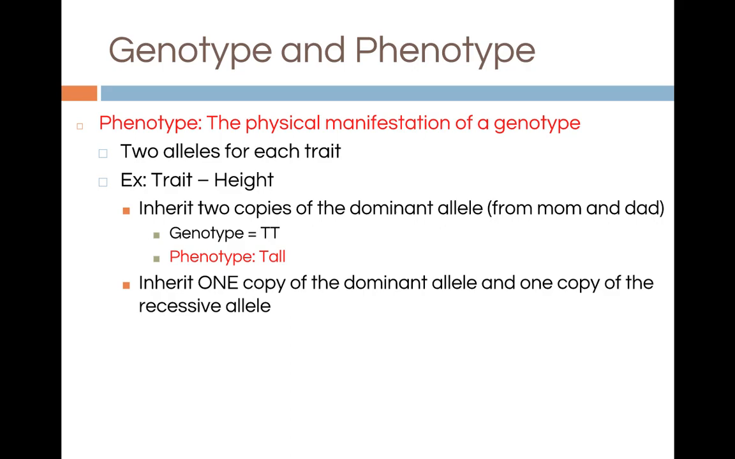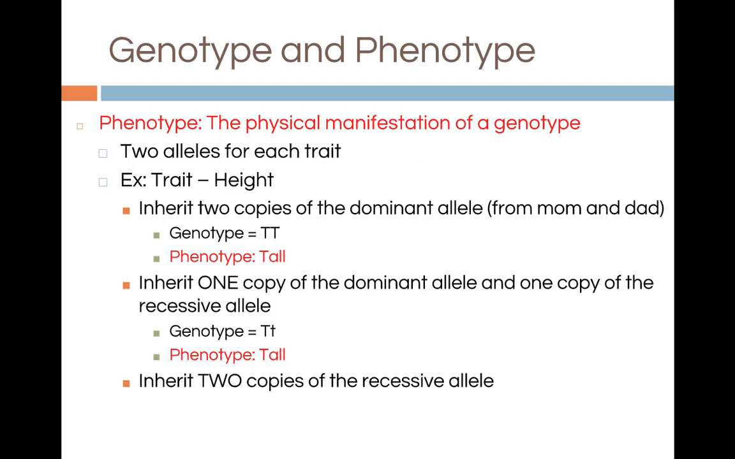If you inherit one copy of the dominant and one copy of the recessive, that means, again, vocab word, you're heterozygous for your genotype. So big T, little t. One parent gave you the dominant, one gave you the recessive. But because you still have a copy of that dominant allele, you're still going to be tall. You only need one copy of it. So it doesn't matter if you have one copy or two copies. Because it's dominant, you're going to be tall.